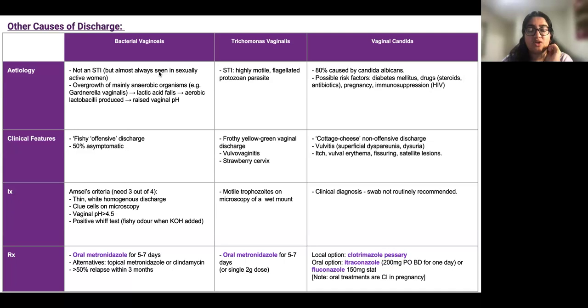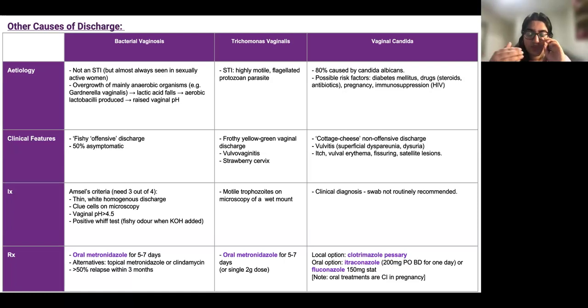So this is not actually an STI, but it's usually always seen in sexually active women and not in those who aren't sexually active. The reason it's not an STI is because it's due to an imbalance of the vaginal microorganisms. So normally the microorganisms within the vagina produce lactic acid and create kind of like an acidic environment. However, in BV, there is a proliferation of an anaerobe called Gardnerella, which causes the lactic acid to fall, which is why you have a higher pH greater than 4.5.